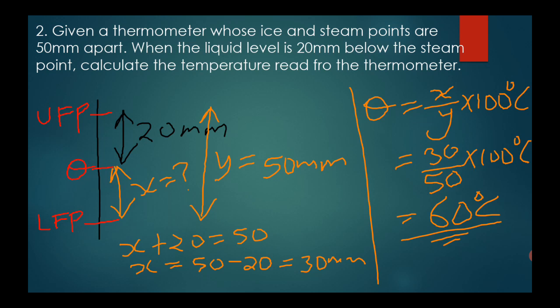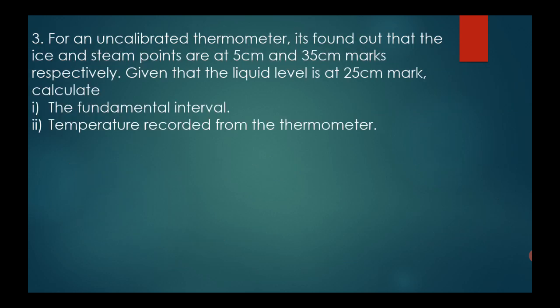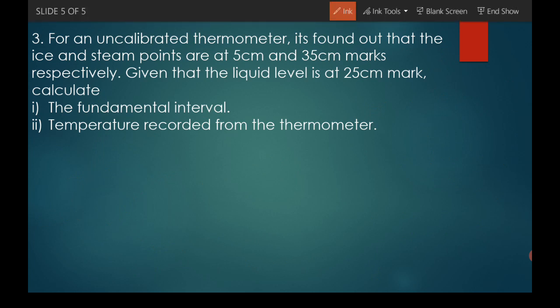How about number 3? It's going to be our last example. Number 3 says that for an uncalibrated thermometer, it is found out that the ice point and the steam point are at 5 centimeters and 35 centimeters marks respectively, meaning that 5 goes for ice and then 35 goes to steam. And then, given that the liquid level is at the 25 centimeters mark, calculate the fundamental interval. Still on this, we shall simply come up with a simple sketch.